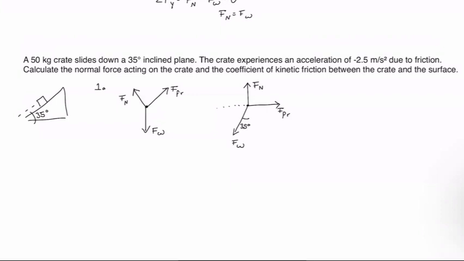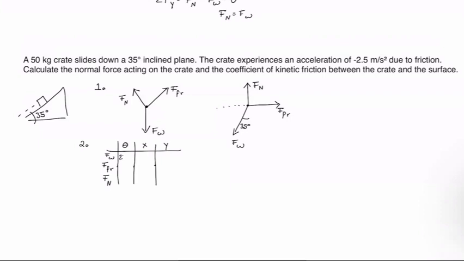So step 2, we're going to do our table. And I'm going to put it right here. So in our table, we have an x and a y. We have our direction, and I'm going to write down the magnitudes of each one. Force of weight, force of friction, and the normal force. I'm going to pull this down.